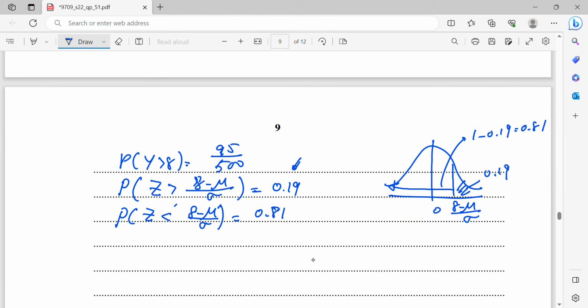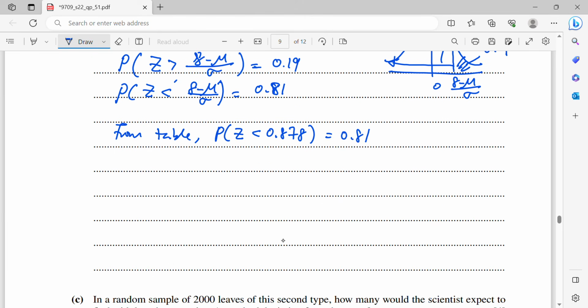Then from the table, P(Z less than 0.878) is going to be 0.81. Now compare both of them, so I will get another equation. 8 minus mu over sigma is going to be 0.878. Then my 8 minus mu is going to be 0.878 sigma. This is my second equation.